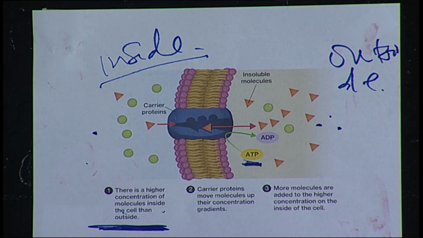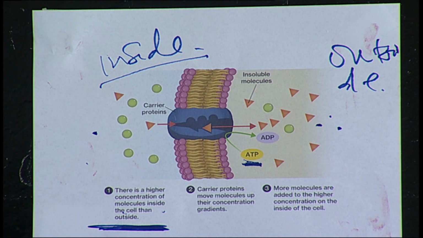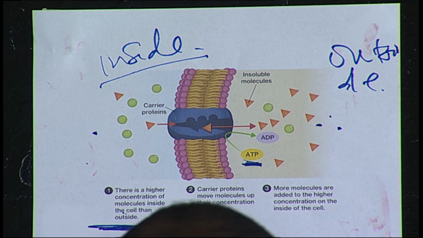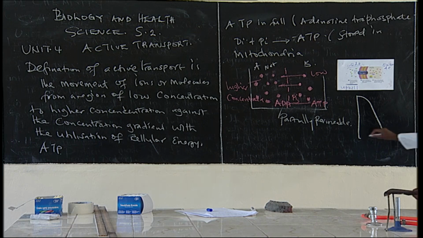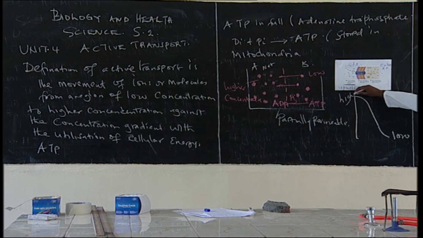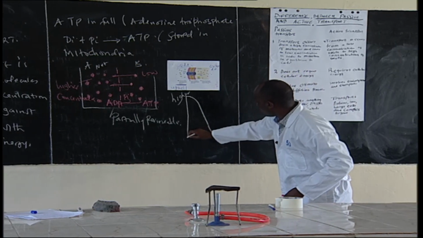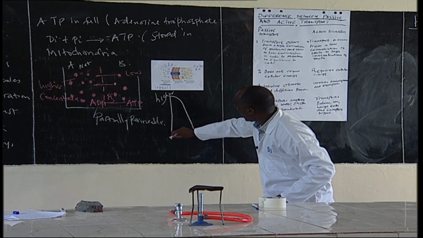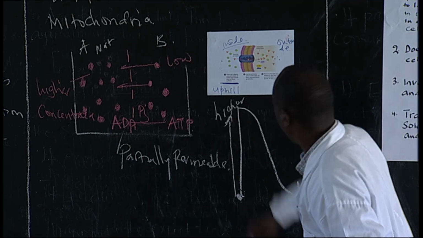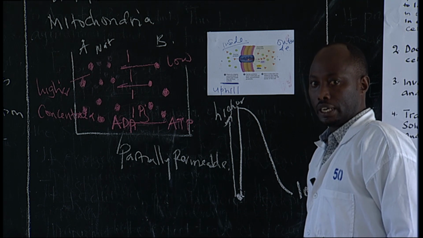If I say uphill transport, that means transport from lower concentration to higher concentration. If I draw a graph, this is my graph. This is a lower region, this is a high region. If molecules move from higher concentration to lower concentration, that is diffusion. But when molecules climb from lower concentration to higher concentration, that is active transport. Students, are you getting what I'm saying?